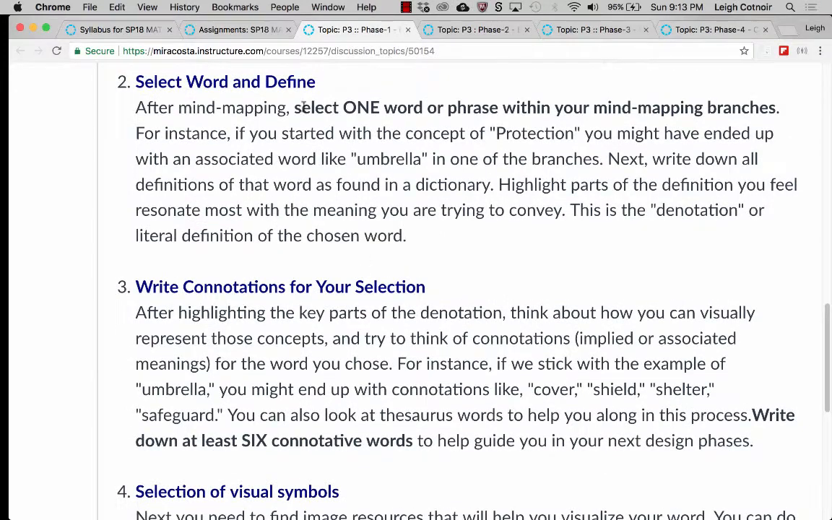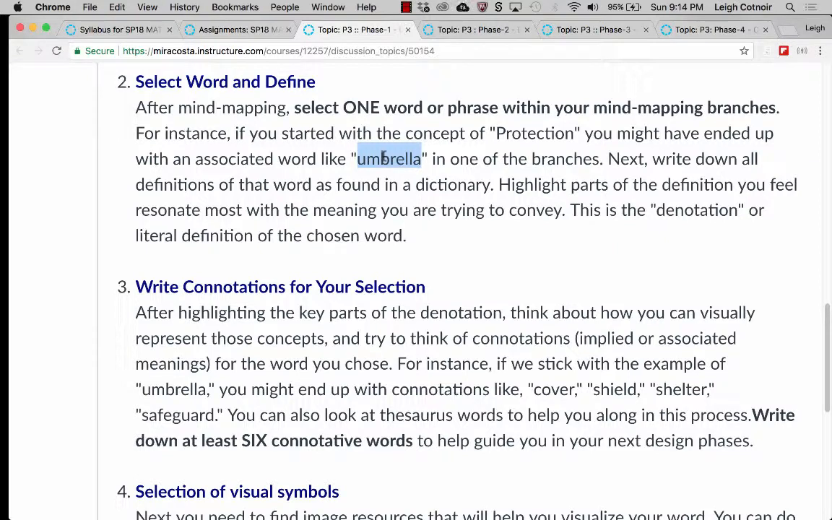So you're going to select one of those words and define it. That's called a denotation, the definition. You're going to literally go look up the definition and write it down. So for instance, if you started with the concept of protection, you might have ended up with an associated word like umbrella in one of the branches.